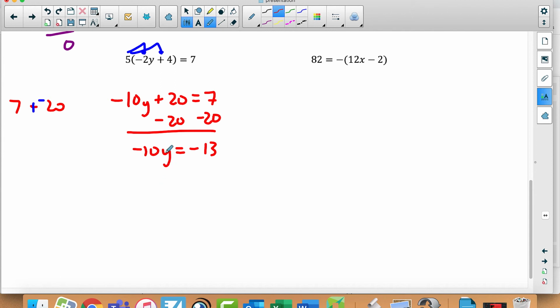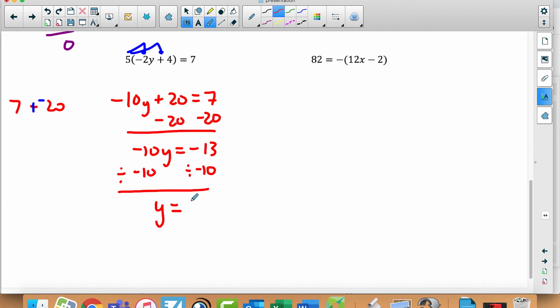Okay, we've got to get that y by itself, and this is negative 10 times y, so we're going to do the opposite and divide. Remember to divide by exactly the same thing, negative 10, and divide by exactly the same thing, negative 10. So here the negative 10s cancel, and you get y. On the other side, you have a negative divided by negative, so it's going to be positive, and 13 divided by 10. Huh? That doesn't go in evenly.